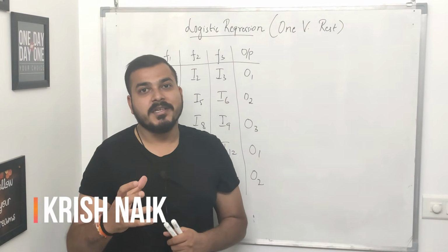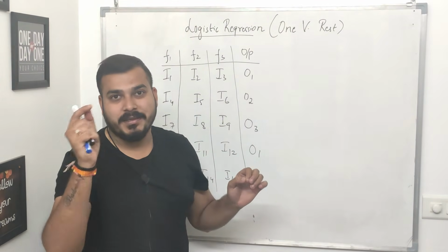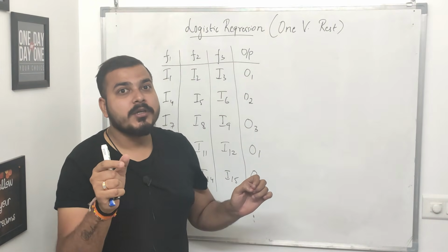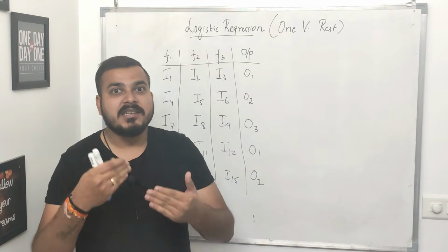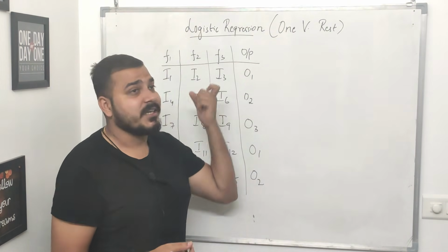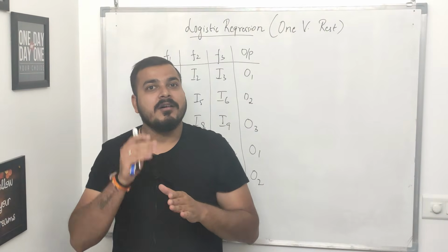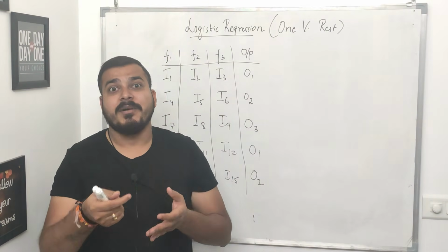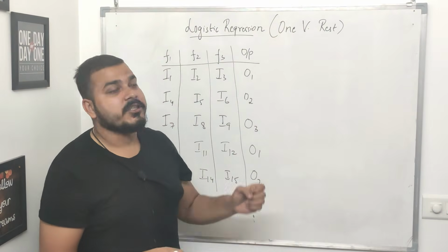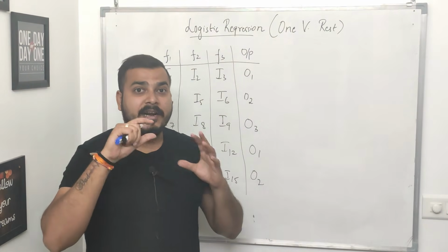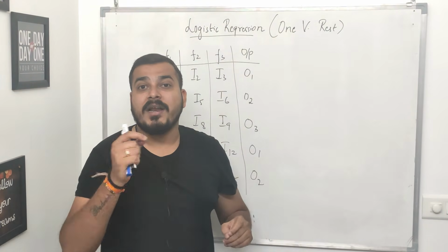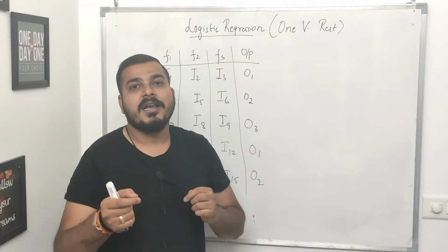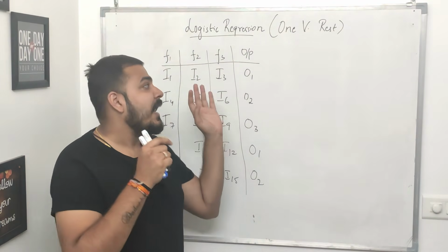So guys, today we'll be discussing logistic regression part 3, and here we are going to discuss how we can solve a multi-class classification problem with the help of logistic regression. Now, you may have heard only of solving binary classification problems with logistic regression, but in this video we'll try to understand one concept called one versus rest, or one versus all. How does it actually work?